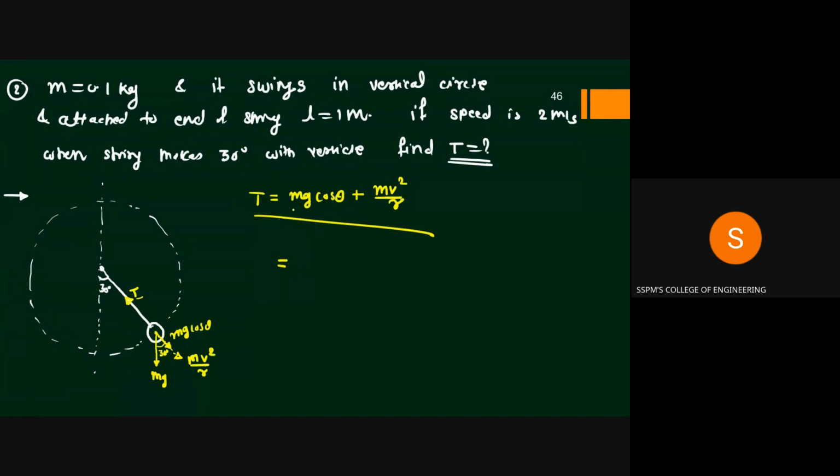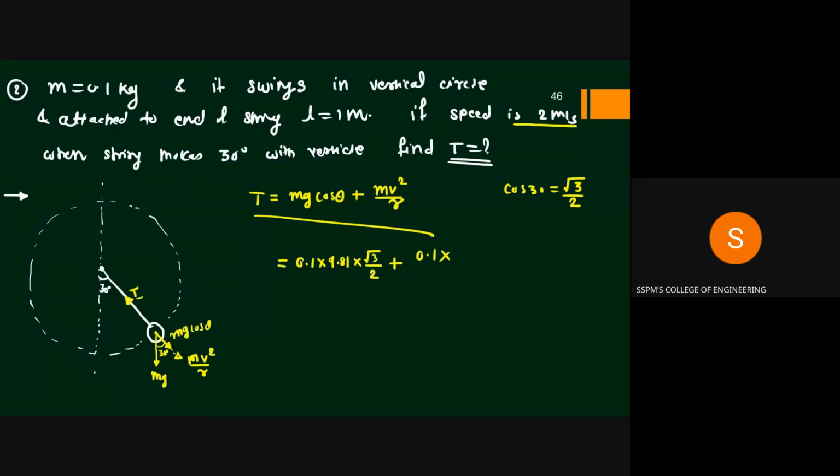Now put the value. So mass is given, 0.1, into g is 9.81. Okay, cos theta, that is cos 30. So you should know this direct value, root 3 by 2. Okay, so this is root 3 upon 2, plus again mass is 0.1.